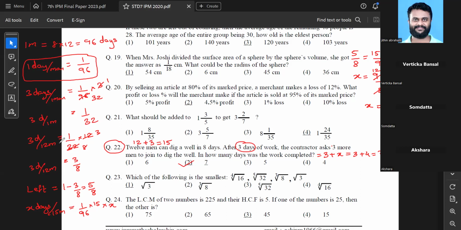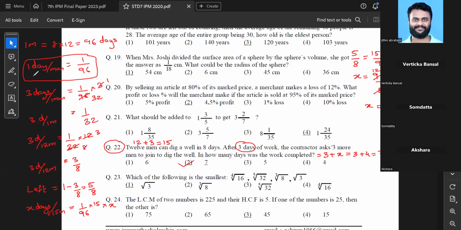I'm not sure what your doubt is, so I'll do one thing. I'll do the explanation once again for this particular question. In this question, they have said there are 12 men. They can complete a work in 8 days. So one man, obviously, if 12 men are completing the work in 8 days, one man will require 8 multiplied by 12, 96 days to complete the same amount of work.